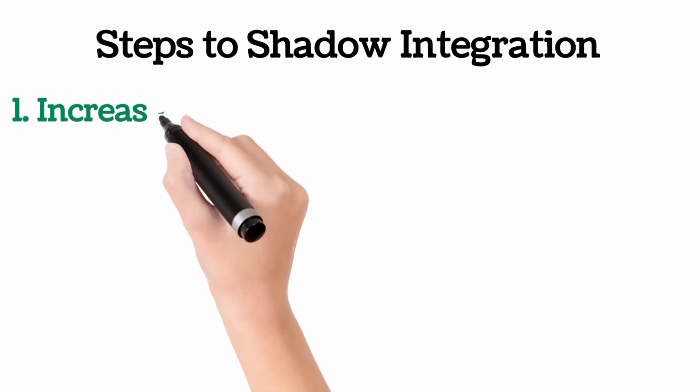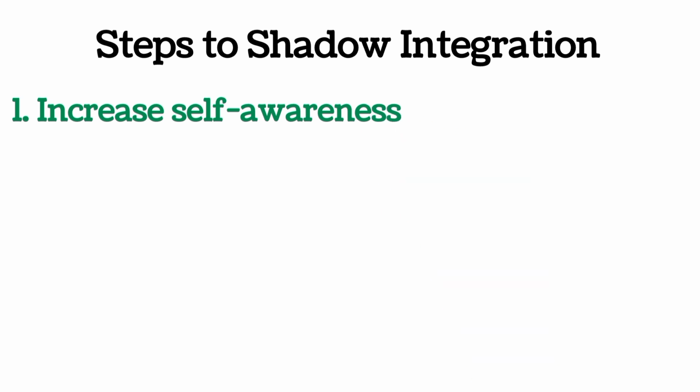Step 1. Increase self-awareness. The first step in the shadow integration process is to become more aware of the unconscious thoughts, feelings, and behaviors that make up the shadow self. This may involve engaging in activities that promote self-reflection, such as journaling or meditation.